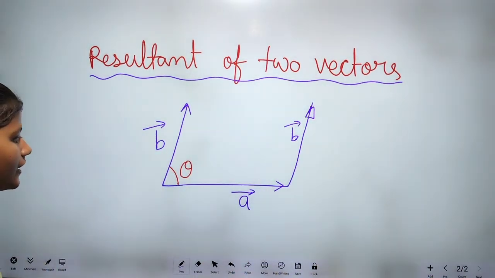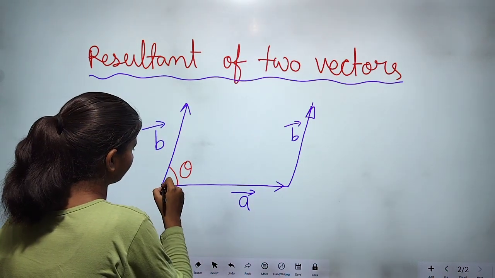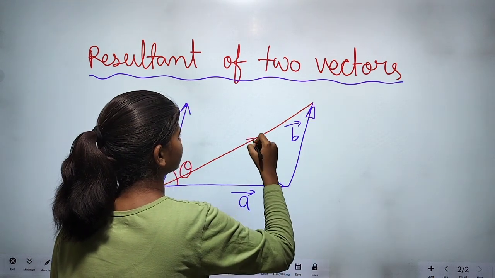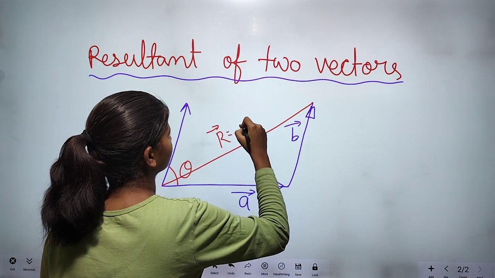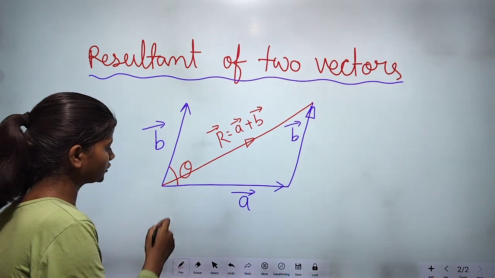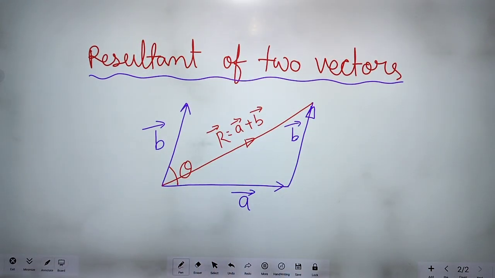Now the line joining the tail of the first vector to the head of the last vector gives the resultant vector, A vector plus B vector. The line joining the tail of the first vector to the head of the last vector, as we know well, gives the resultant vector.